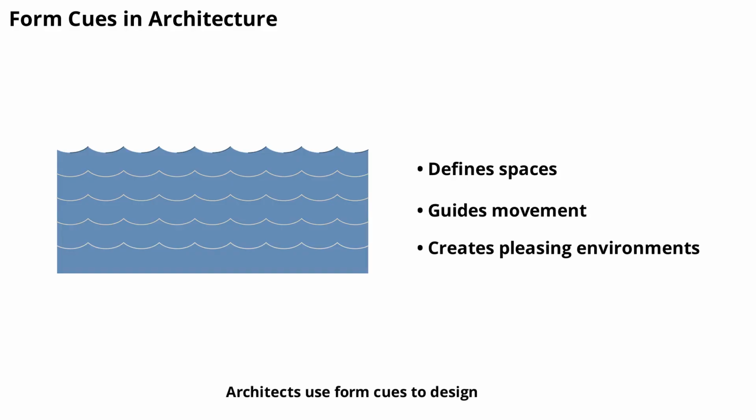Architects use form cues to design buildings that are both functional and beautiful. The use of lines, shapes, and spatial relationships helps define spaces and guide movement. By considering how people perceive form cues, architects create environments that are easy to navigate and visually pleasing.